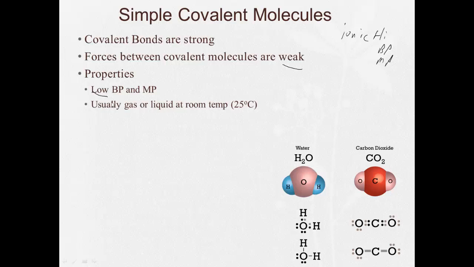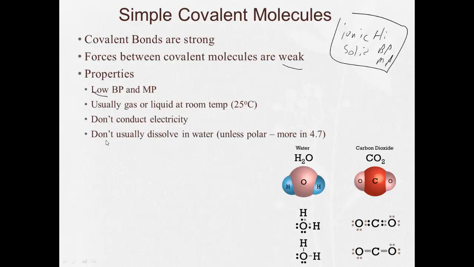So covalent substances tend to be gas or liquid at room temperature. Ionic substances tend to be solid at room temperature. Opposite. Covalent molecules don't conduct electricity. Ionic, when they're in a liquid phase, whether it's liquid or aqueous, do conduct electricity. Covalent molecules don't usually dissolve in water. Ionic stuff. Okay, so they're very opposite.